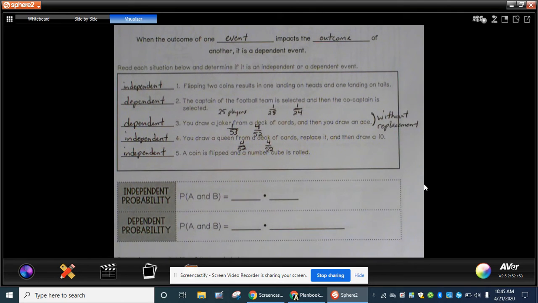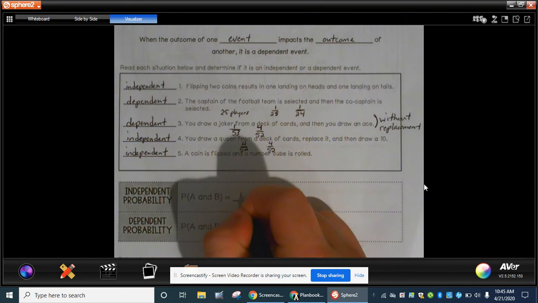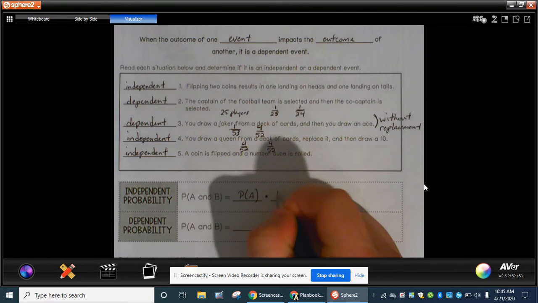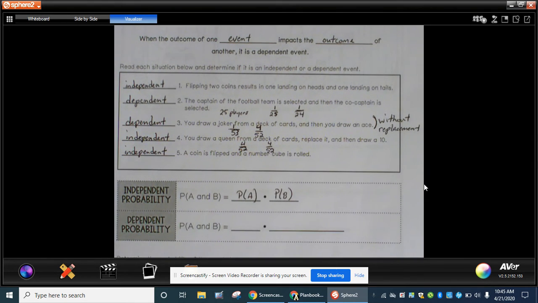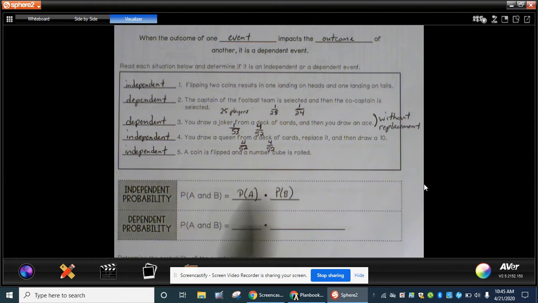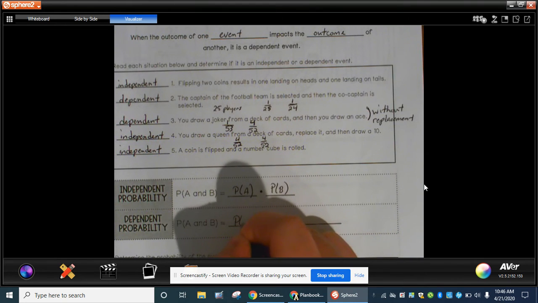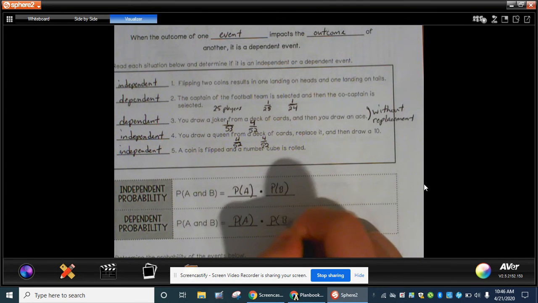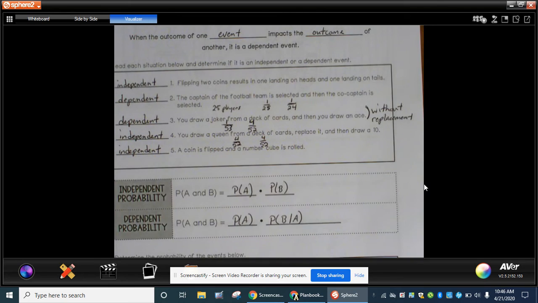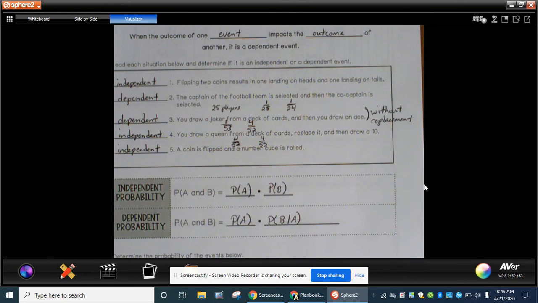We talked about the formula for independent probability events yesterday. Okay, probability of A and B equals the probability of A times the probability of B. Neither one is affected here. Now, dependent is going to be a little different. Probability of A and B. You're still going to have the probability of A, that's the first event, times the probability, that is going to be different, probability of B given A. Okay, the probability of B here is affected by the probability of A.